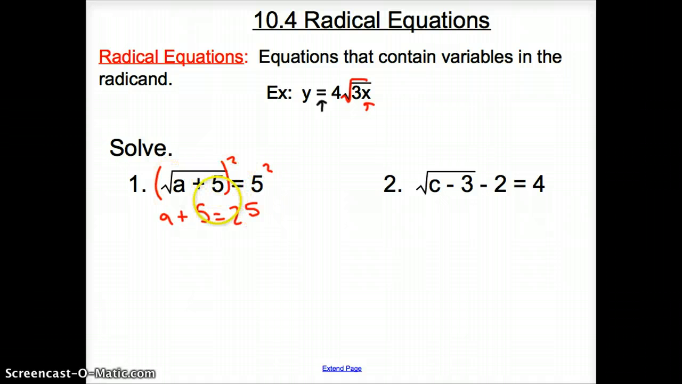Once you do that, you did the hard part. Now we just want to solve for a. So I'm going to subtract the 5 over to the other side. And then we have a equals 20 for our final answer.